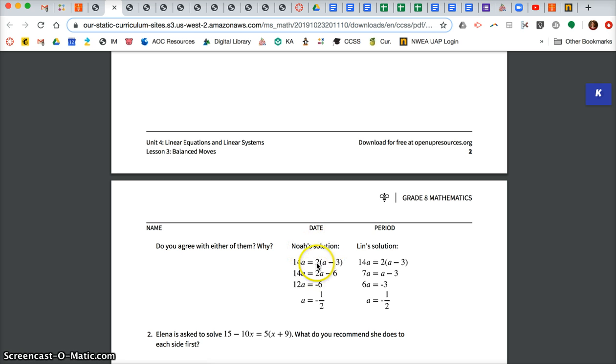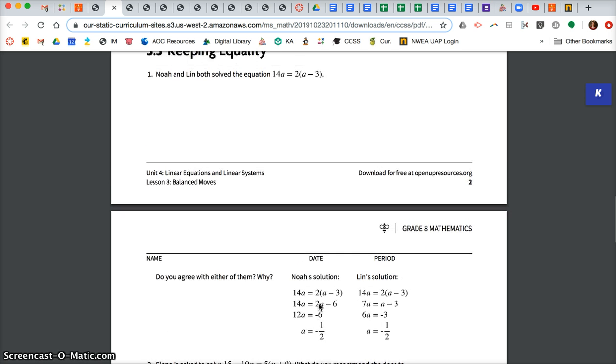Hopefully you can see that it looks like Noah got rid of these parentheses here by distributing the 2, by multiplying this 2 into this term. So Noah did 2 times a and got 2a, and 2 times negative 3 and got negative 6, and then went through the process of solving by subtracting 2 a's from both sides. He got 12a equals negative 6. Then he divided 12 to both sides, and he got a equals negative 1/2. So both of their processes are correct. They just did them slightly differently, and that's totally okay.